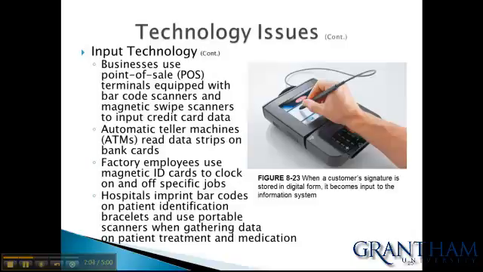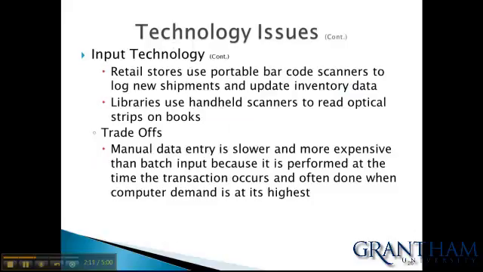Hospitals imprint barcodes on patient identification bracelets and use portable scanners when gathering data on patient treatment and medication. Retail stores use portable barcode scanners to log new shipments and update inventory data, and libraries use handheld scanners to read optical strips on books. Some trade-offs: manual data entry is slower and more expensive than batch input because it is performed at the time the transaction occurs and often done when computer demand is at its highest.